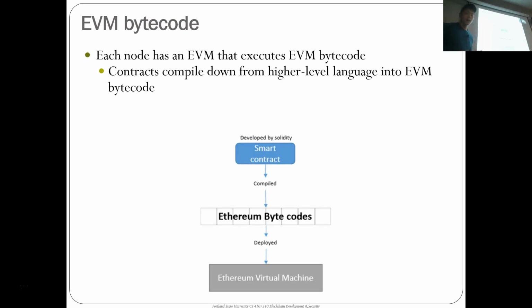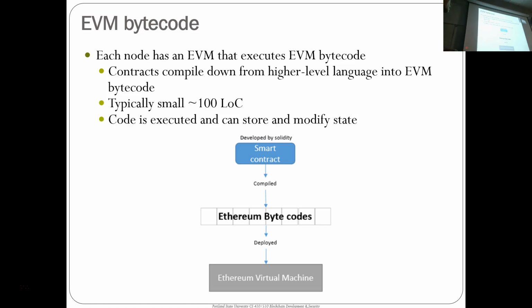Okay. So how does it actually work? Smart contracts are developed in a high-level language, and then they're compiled down to Ethereum virtual machine bytecode. And then this bytecode runs on the EVM. This is very similar to what you might have come across with Java, or even Python goes down to an intermediate bytecode now. .NET does the same thing. So you take that higher level language, you compile it down to bytecode, and then this stripped down EVM executes that bytecode. So the contracts are typically small, on the order of maybe 100 lines of code.